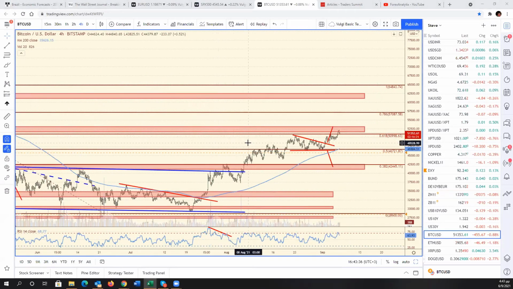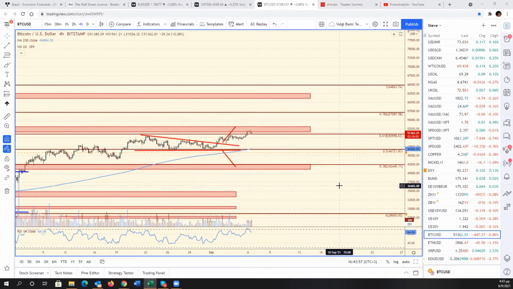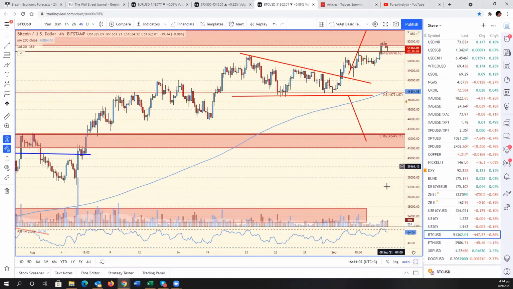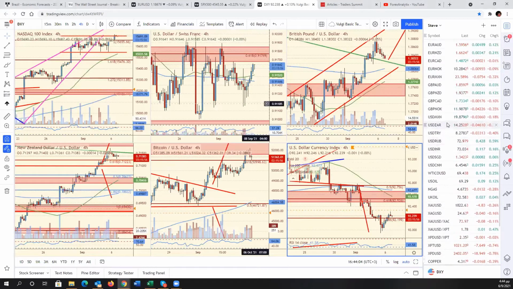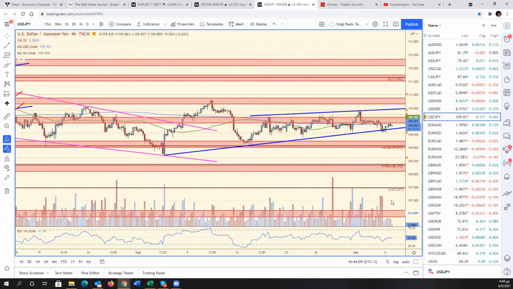With support being, first soft support is more or less here, 51,000, but I don't want to put that because it's like a few seconds of a move for assets like Bitcoin. 49,200 would be my choice in this case. 3 left, and then I'm going to go to questions. It's USD yen, the DXY, and the S&P.